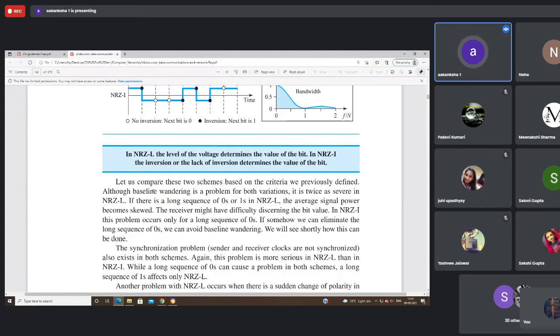Now let us compare the schemes. We defined so many characteristics and criteria.